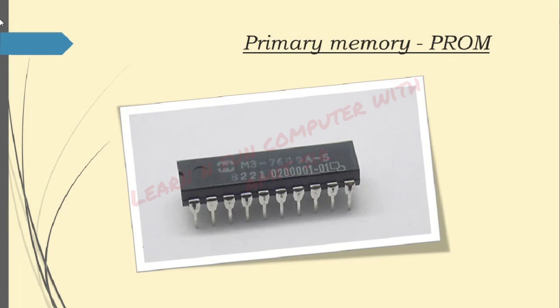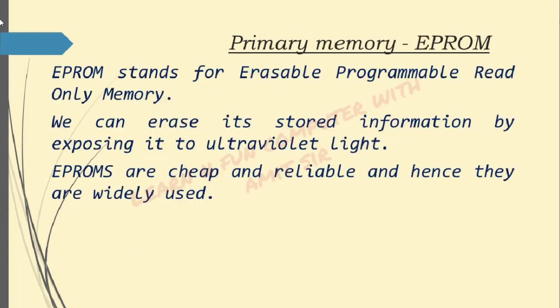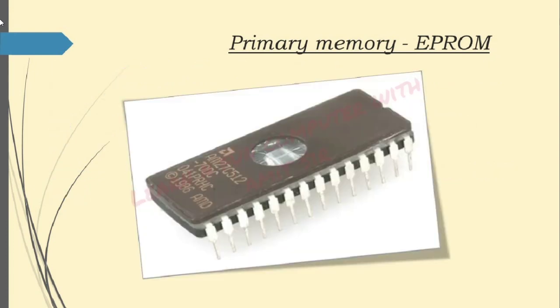Next is EPROM. EPROM stands for Erasable Programmable Read-Only Memory. We can erase its stored information by exposing it to ultraviolet light. EPROMs are cheap and reliable and hence they are used widely. Check out the picture of EPROM.